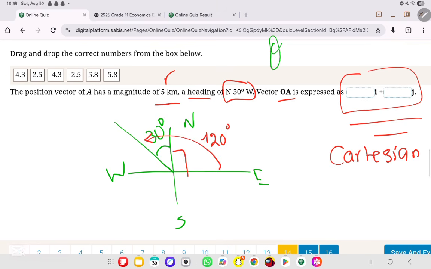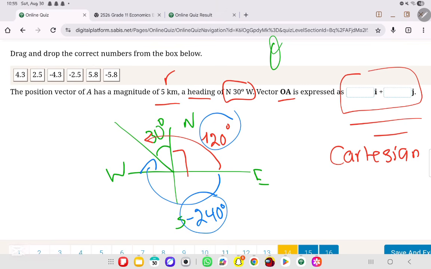If we're going in the clockwise direction, it's going to be 90 plus 90 plus 60, which is 240 degrees, but because it's going in the clockwise direction, it's negative. So 120 degrees and minus 240 degrees. Either one will work.